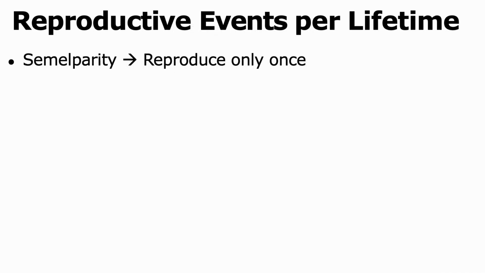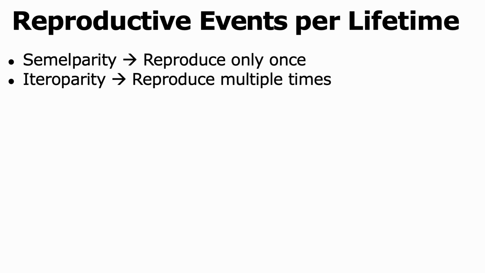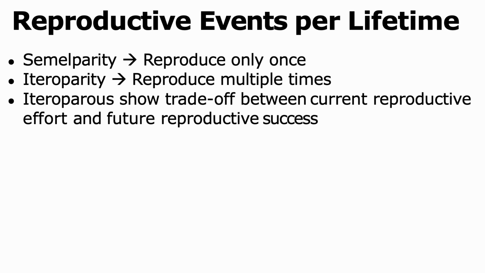While fecundity is a measure of how many offspring an organism can produce, organisms can produce the offspring either in one reproductive event or many reproductive events. Semelparity is when an organism reproduces only once in its lifetime, while iteroparity is when the members of a population can reproduce multiple times during their life cycle. Iteroparous organisms tend to show a trade-off between their current reproductive efforts and future reproductive successes.